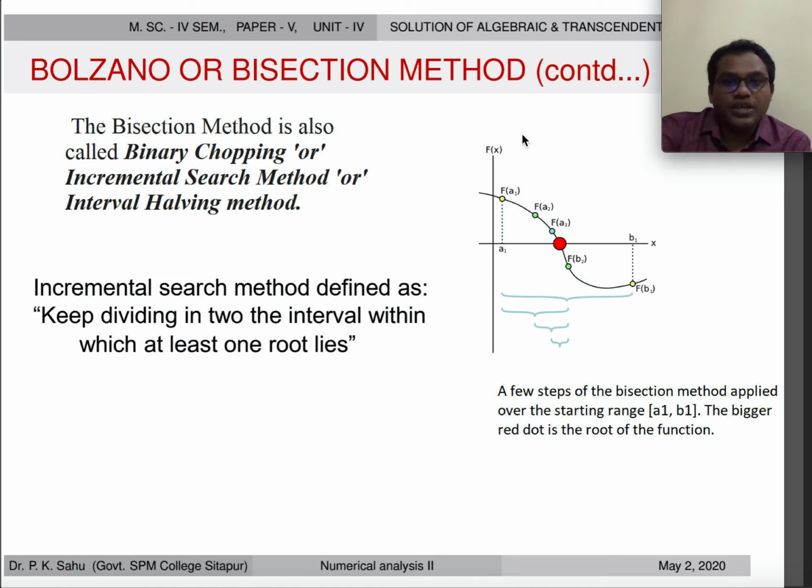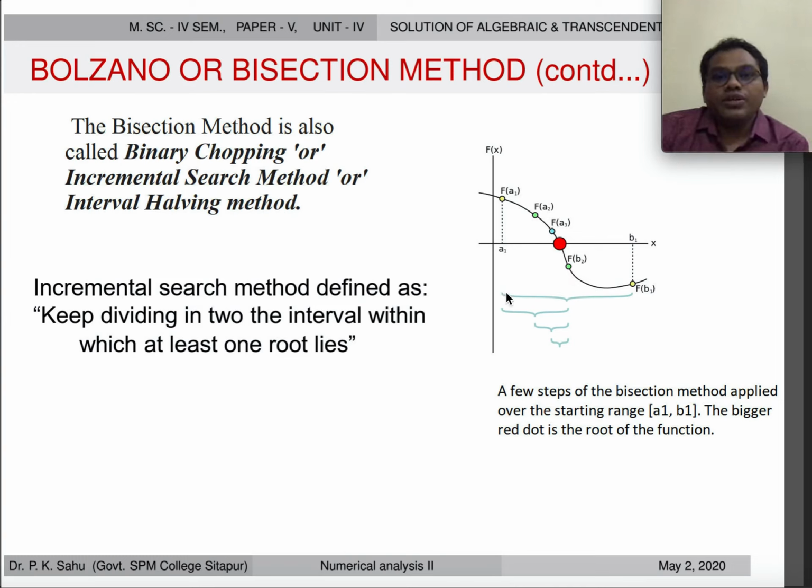Suppose we have the case f of a is positive and f of b is negative, so our root lies between a and b, which is denoted by the bigger red dot. Now after the first step we obtain b1, and our root lies between a1 and b1. After the second step we obtain a2, and now our root lies between a2 and b2. After the third step we obtain a3, and now our root lies between a3 and b2.